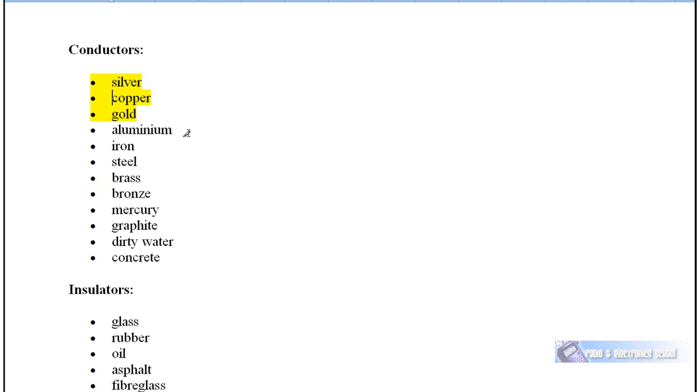There's a couple of things on the list that are not metals, because other materials conduct besides metal. There's graphite, and graphite is also carbon. Carbon is found in batteries. Some plastics also have carbon or graphite in them.